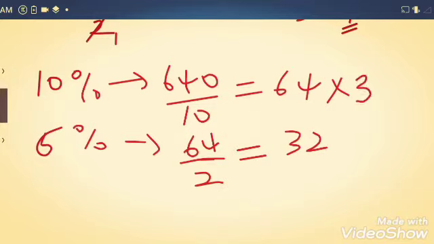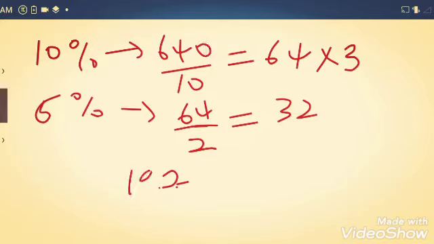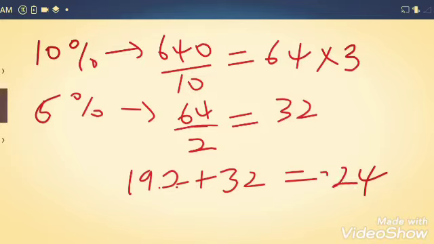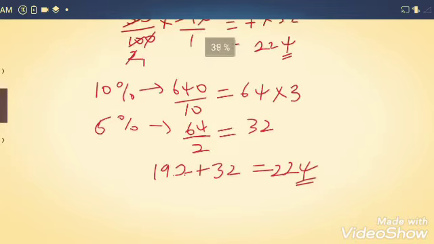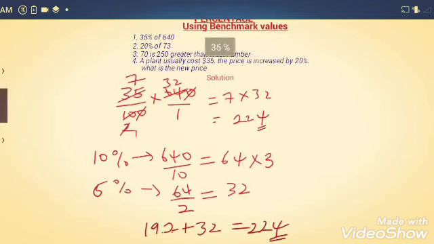So 3 times 4 is 12, right? So you keep 1, and 3 times 6 is 18 plus 1, that will give 19. So now we're going to have 192 plus 32, and that gives 2 plus 2 is 4, 3 plus 9 is 12. You write 2, keep 1, plus 1, that's 2. So those are the two methods. Either you use the traditional method or you use the benchmark values method.